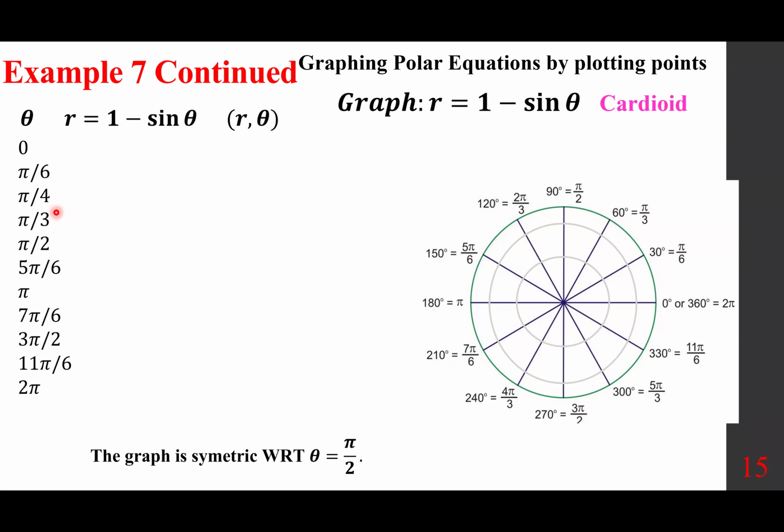7 pi over 6, the same as pi over 6, but in the third quadrant it is negative. So 1 minus negative 1/2 makes it plus 1/2, which makes it 3/2. 3 pi over 2, it's negative 1. With negative makes it positive 1. With 1 becomes 2. 11 pi over 6, the same as pi over 6, but it's negative because in the fourth quadrant, sine is negative. So 1 minus negative 1/2 makes it 3/2. 2 pi, 0, 1.